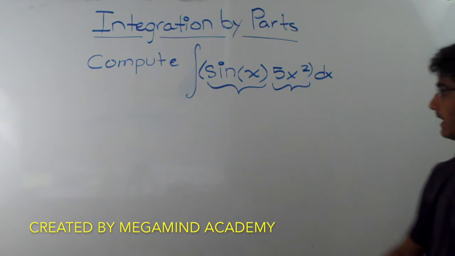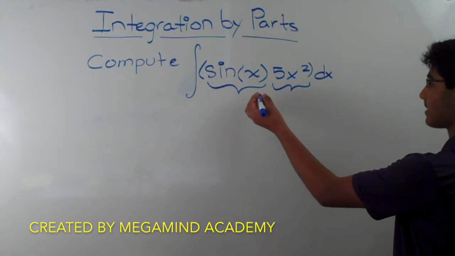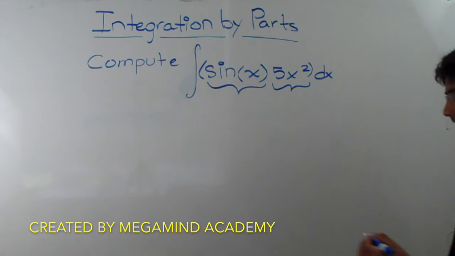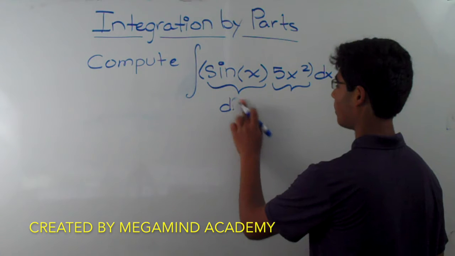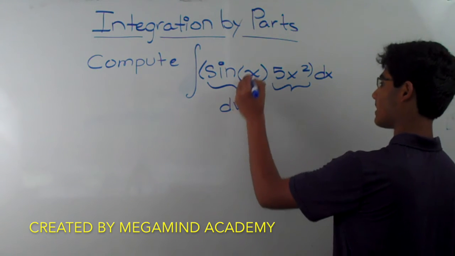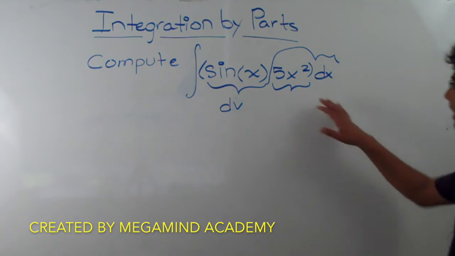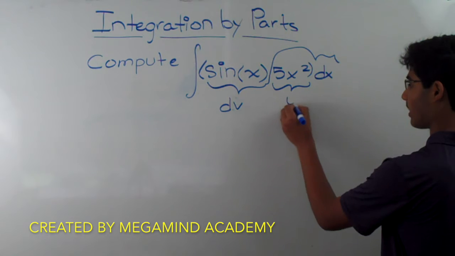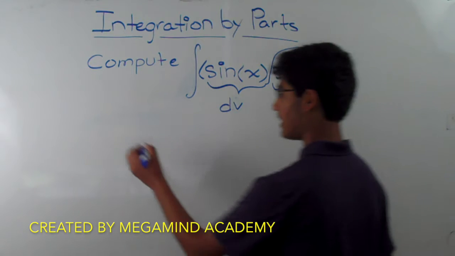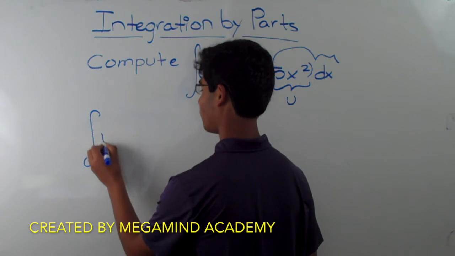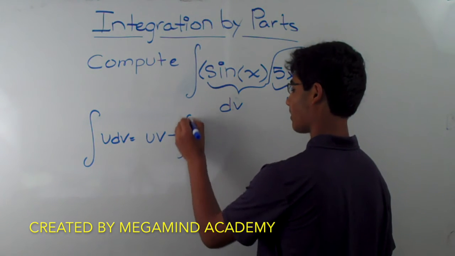So, let's see how to do integration by parts. So, this sine of x we would have to name as dv, and this includes the dx part. So this is sine of x dx, I guess. And 5x squared, we're going to say, is u. So let's go over the formula for integration by parts. The formula is, we have the integral of u dv, and this is equal to uv minus the integral of v du.